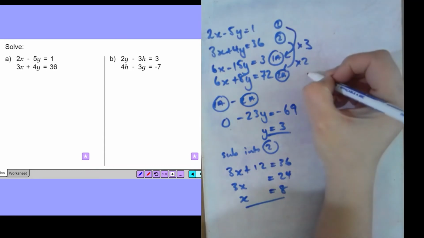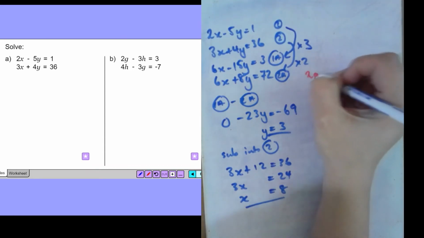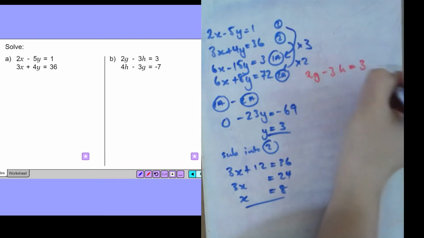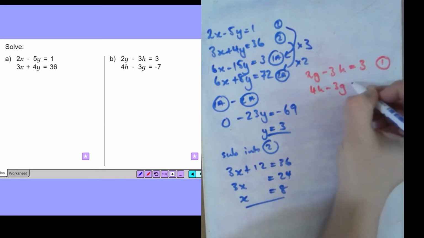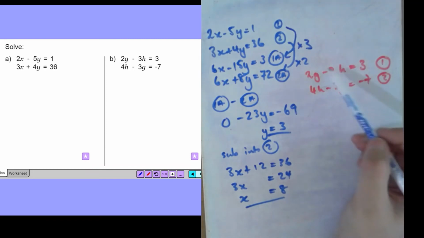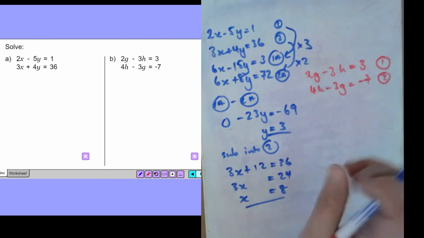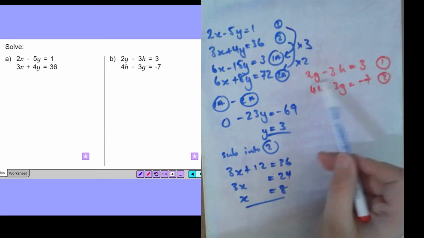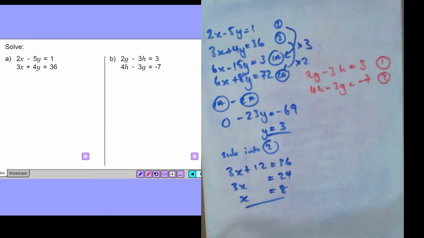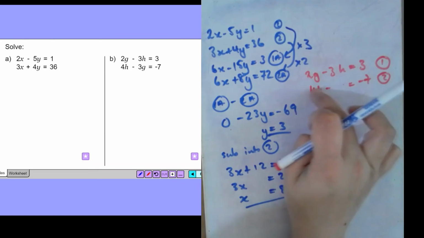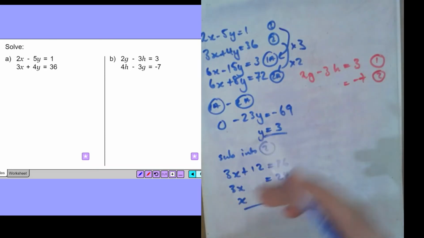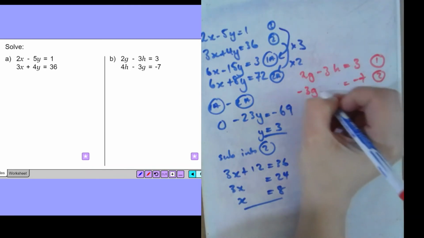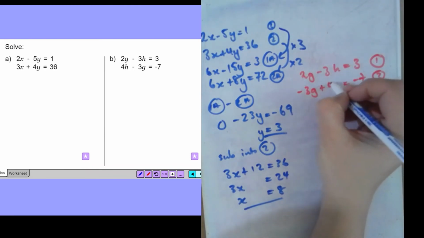And then we have this one, which is 2g take away 3h equals 3, that's my 1. And then I have 4h take away 3g equals negative 7, that's my 2. Okay, you will notice straight away that g and h are different ways around. So me personally, I would automatically put the g underneath the g. It makes it easier for me to see what's going on. So I would say minus 3g plus 4h.